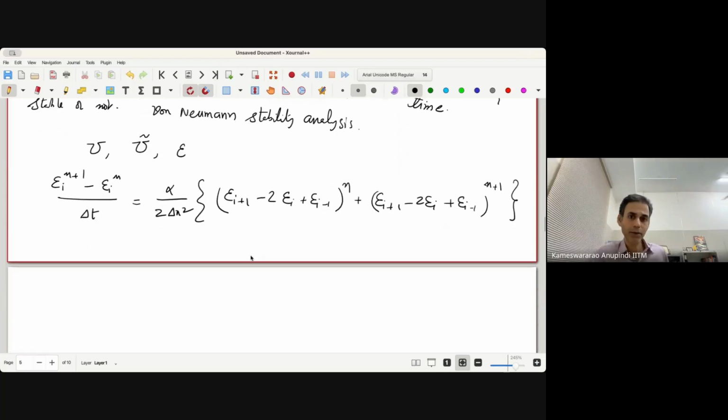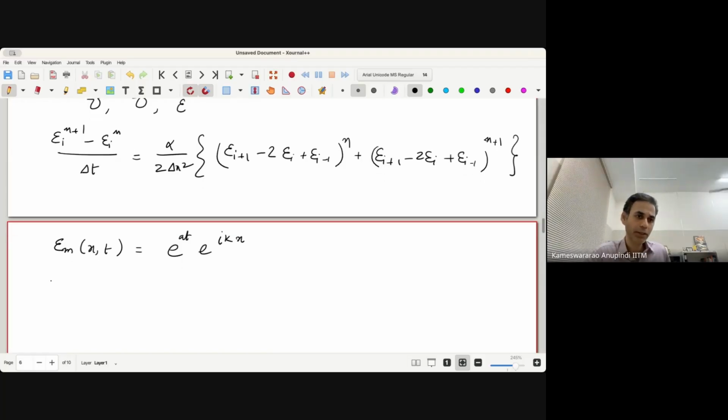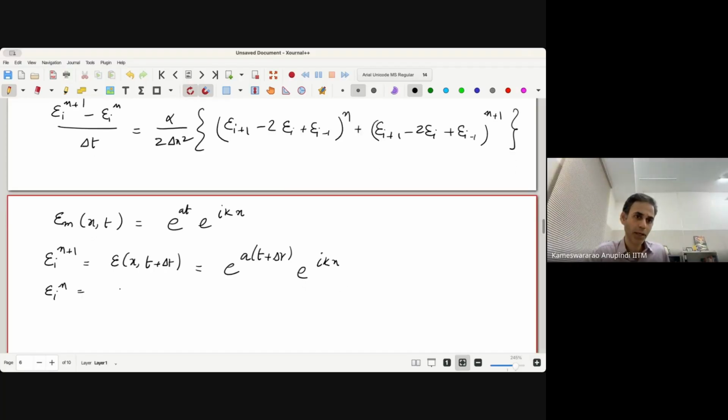Fine. So then again, we're going to call upon the Fourier series, write the entire series, and then say that one of the terms is sufficient to model this. So we write epsilon(x,t) equals e to the power at, e to the power ikx. Then we need epsilon_i^(n+1) equals epsilon of x comma t plus delta t, which is e to the power a times (t plus delta t), e to the power ikx. Then epsilon_i^n equals epsilon of x,t, which is e to the power at, e to the power ikx.